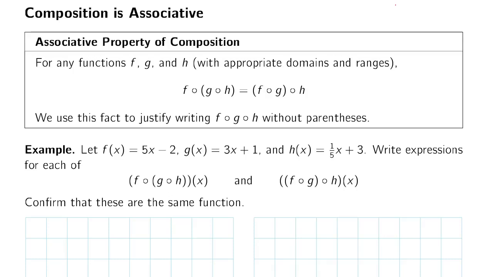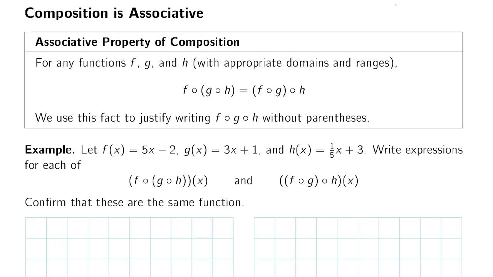Now, we think of this composition as an operation on functions in the same way that addition and multiplication are operations on numbers. And so we can ask the question, what are the properties of this composition of functions? And the first one that we find is that the composition does have the associative property.